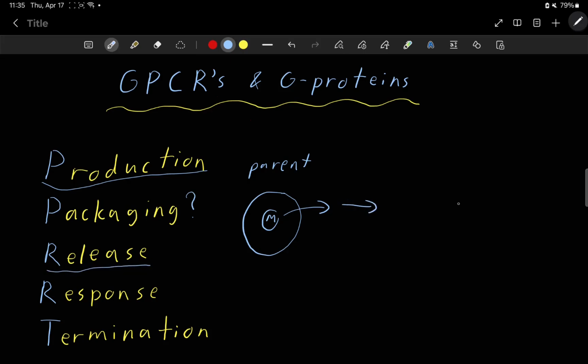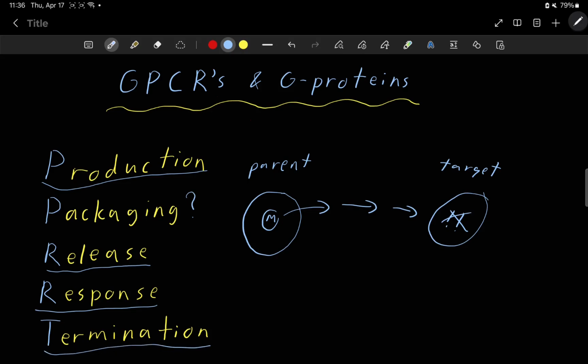And it makes its way over to your target cell. And it goes to the target cell and it produces a response, which is the next step. And then eventually this response has to get terminated to prevent it from getting out of control. And that's the last step, termination. So this is the cell signaling pathway.